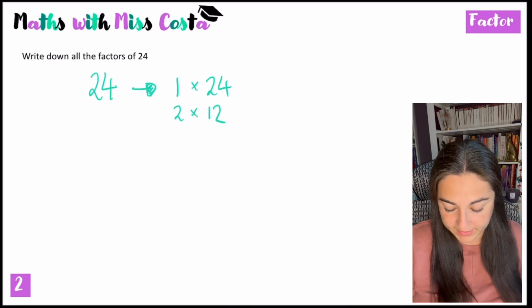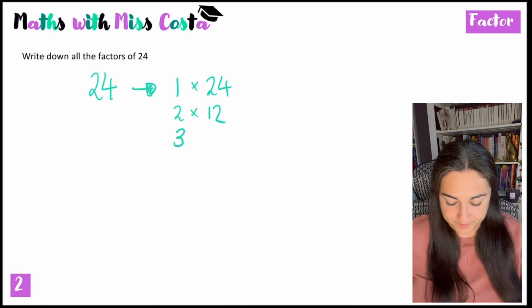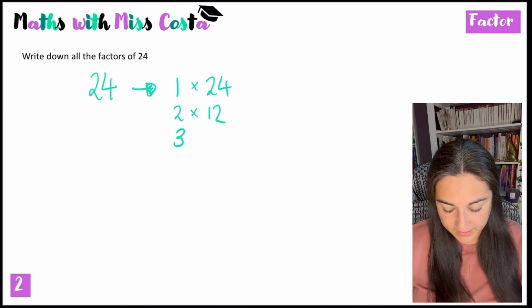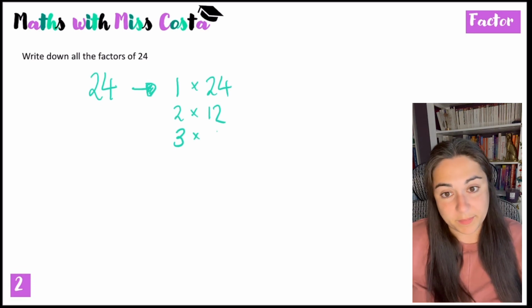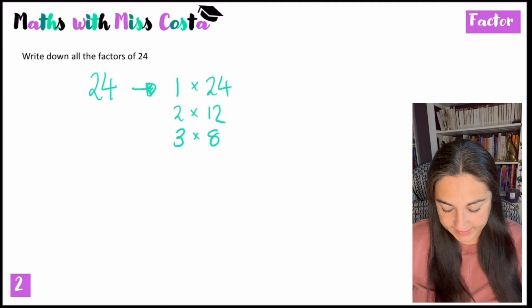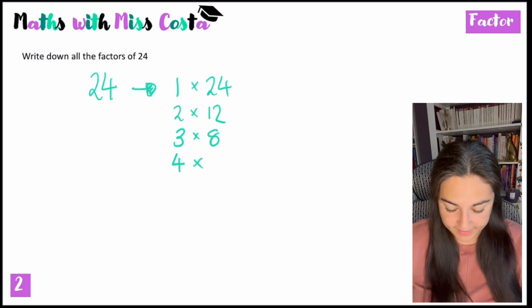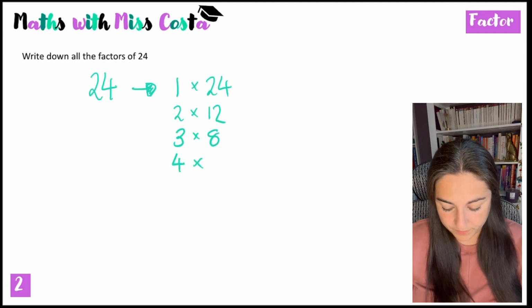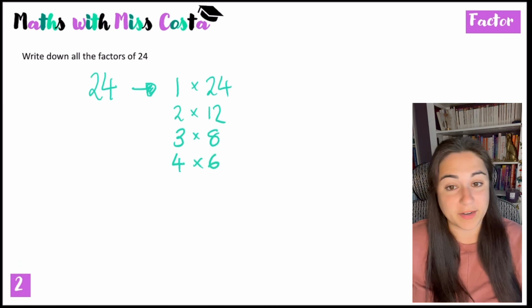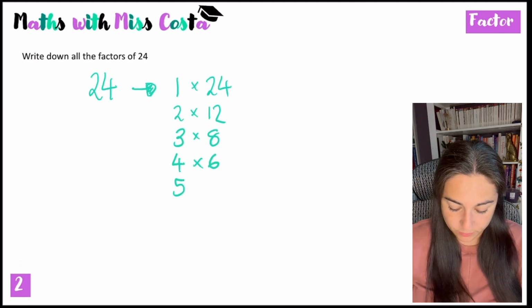24 divided by 2 is 12. So I know that 2 is a factor. Then let's try the next number, 3. 24 divided by 3 is 8. So I'd write 3 times by 8. Then try the next number, 4. Just 4 going into 24. 24 divided by 4 is 6. So I'd write 4 times 6.